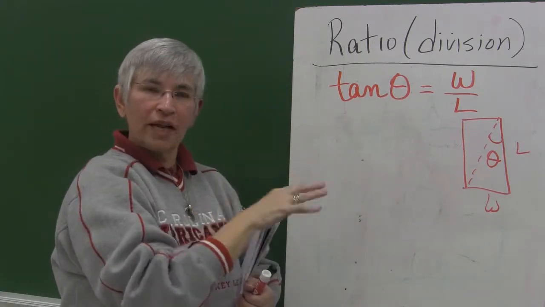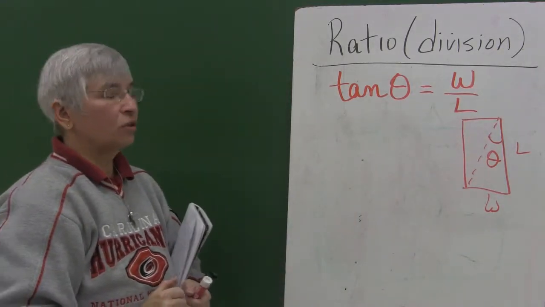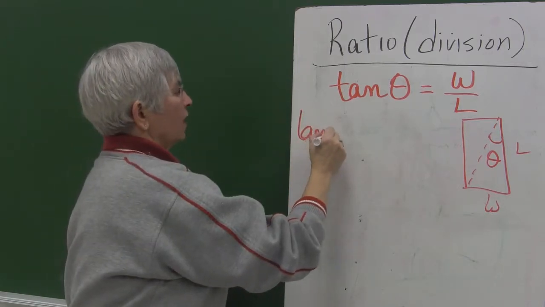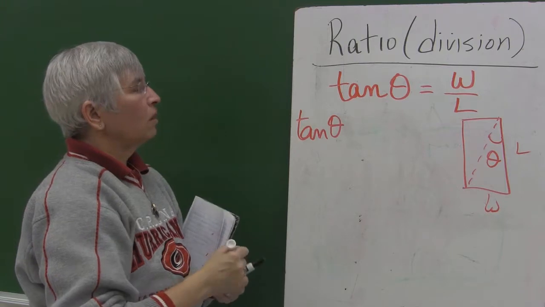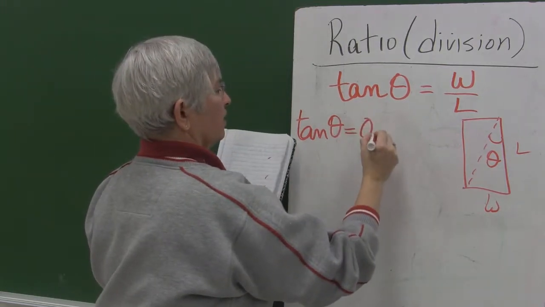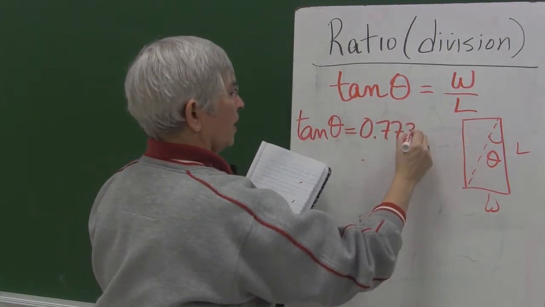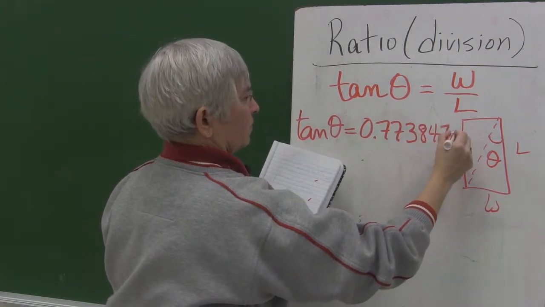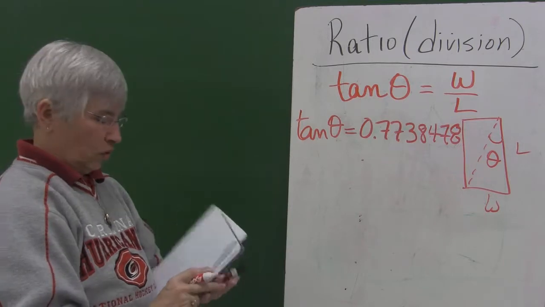And I don't really care right now what theta is. I just want to use tangent theta so that I can see the effect on what happens to a division property. So the first thing I'm going to do is look at what tangent theta is using my measured values for the width and the length. And I have no idea where I need to stop, so I'm going to use a lot of digits in my answer. That should be enough. If not, I can write more.